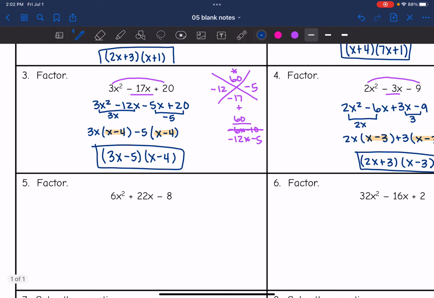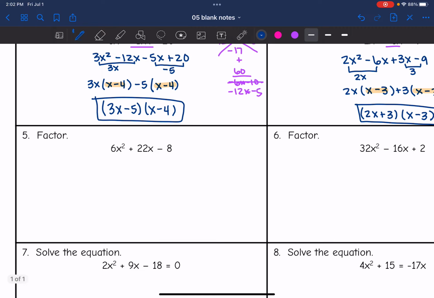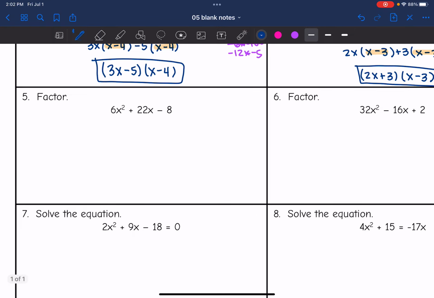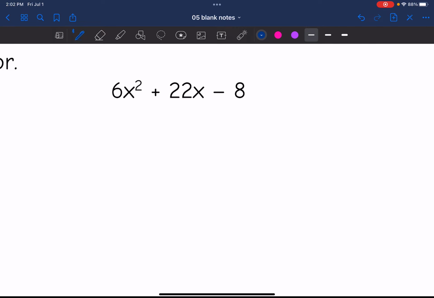All right, let's look at number 5. I have 6x squared plus 22x minus 8. So it looks like I do have a GCF. They all are divisible by 2. So I'm going to factor out a 2. And then I'm left with 3x squared plus 11x. Oh, 22x divided by 2 is 11x. And then negative 8 divided by 2 is negative 4.